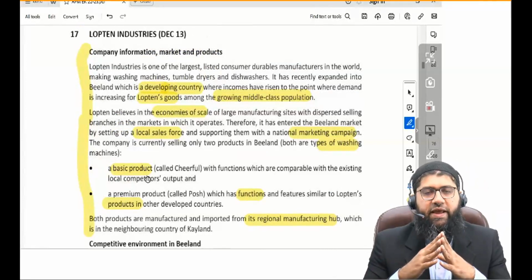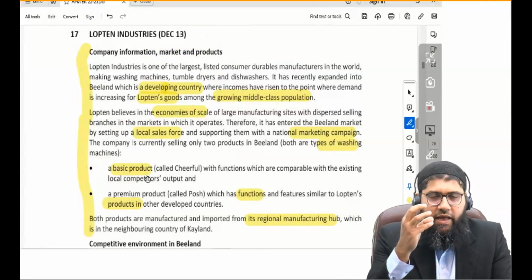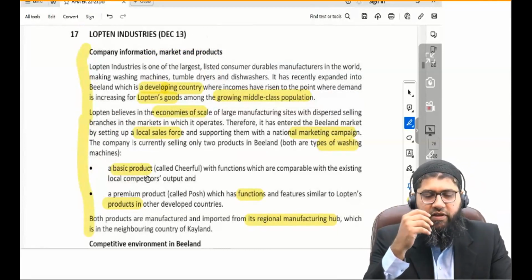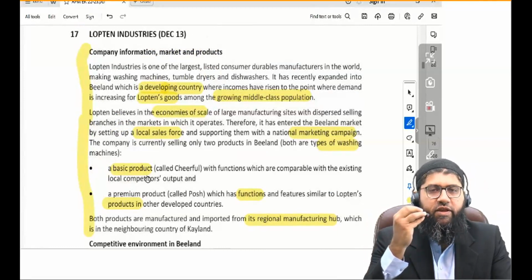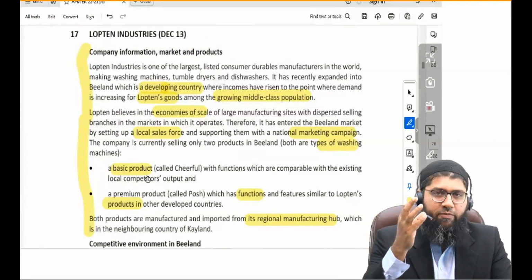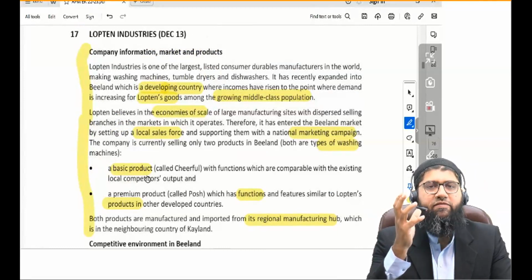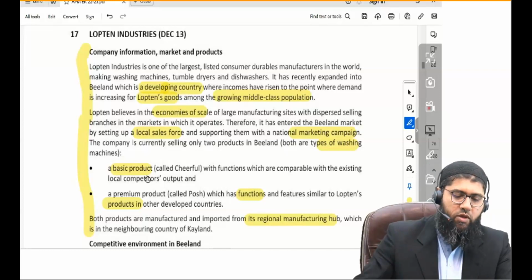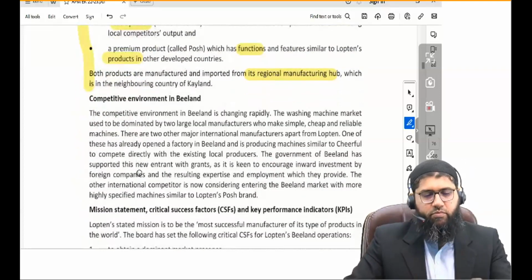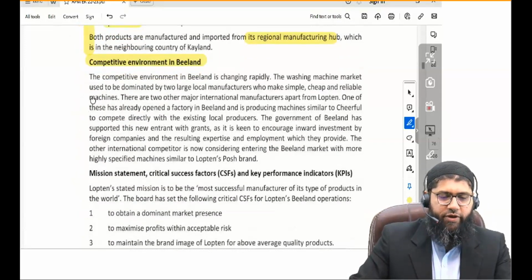So Lopton, what are they up to? They're operating in B land now, which is a developing country, where the income of the middle class population is increasing. What Lopton has done is develop two types of product: a basic product and a premium product. The basic product is similar to what is there in the industry and the premium product is a bit different, right? Now, the competitive environment in B land. If you could read through this, please, quickly.